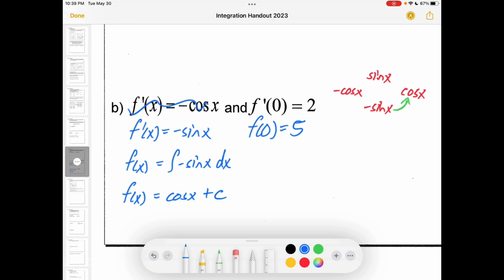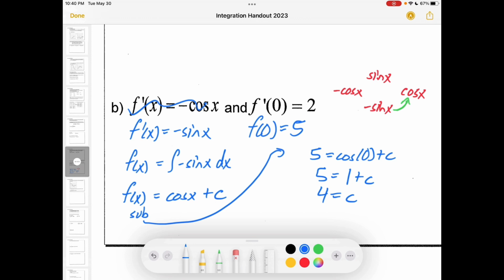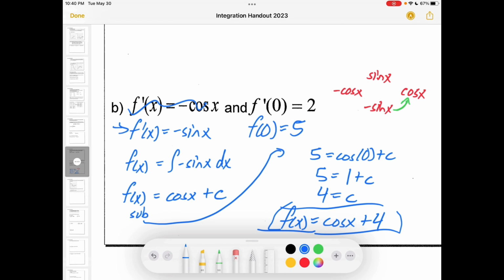But we know when we put 0 in for x, that means that y is 5. So sub in here. Let's see what we get. We get cos of 0 plus c equals 5. Now, careful here. The cosine of 0 is not 0. It's 1. Okay, so c has to be 4. Or in other words, the original function has to be cos x plus 4. Okay. You can double check by differentiating. Derivative really will be negative sine x, like we expect.